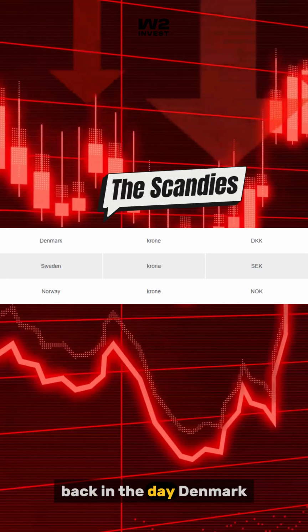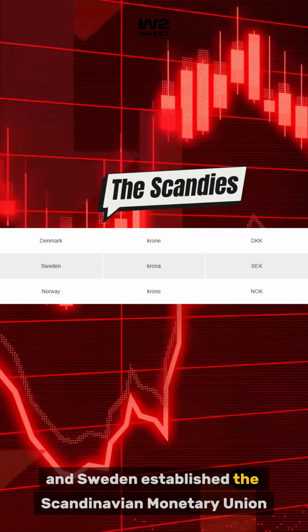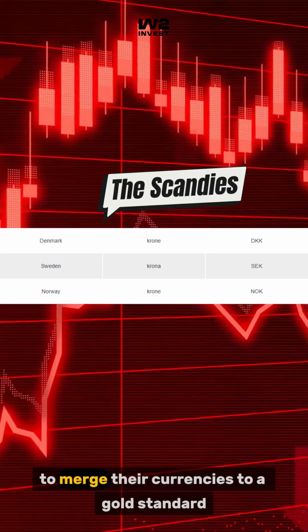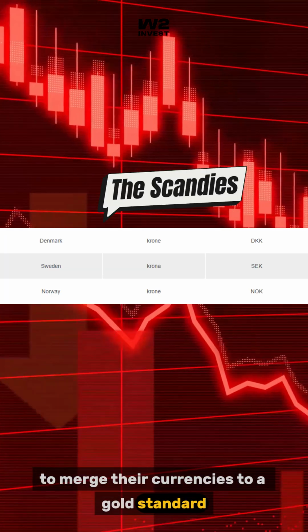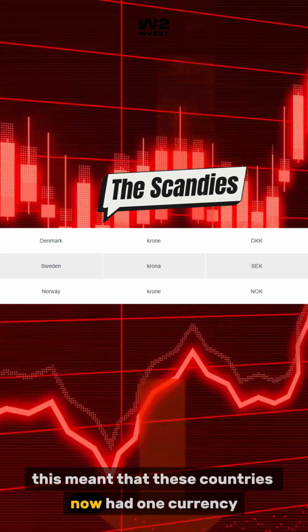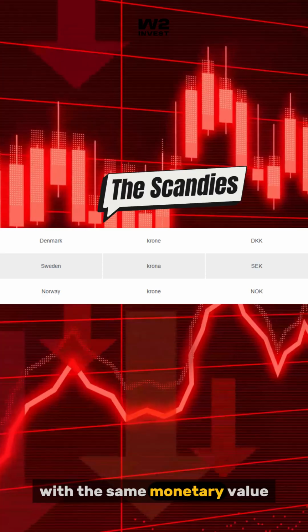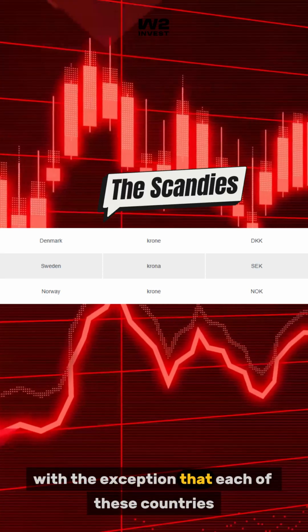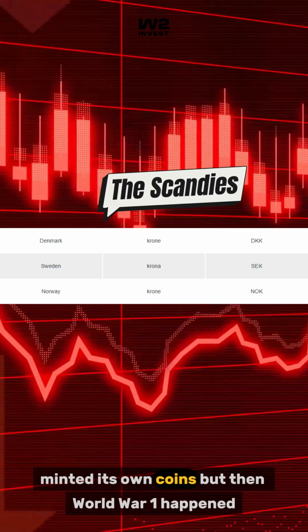Back in the day, Denmark and Sweden established the Scandinavian Monetary Union to merge their currencies to a gold standard. Norway joined later. This meant that these countries now had one currency with the same monetary value, with the exception that each of these countries minted its own coins.